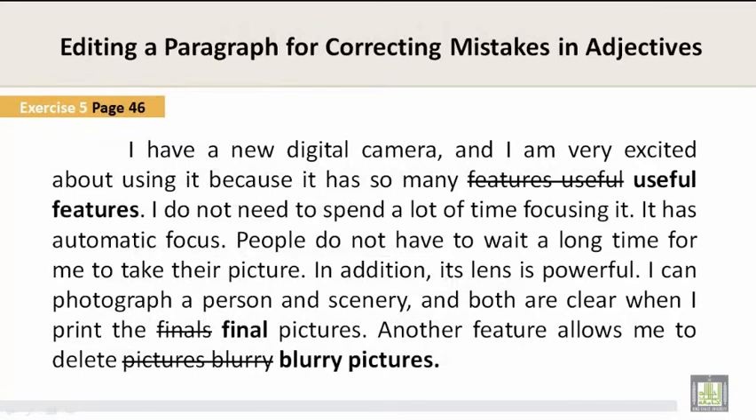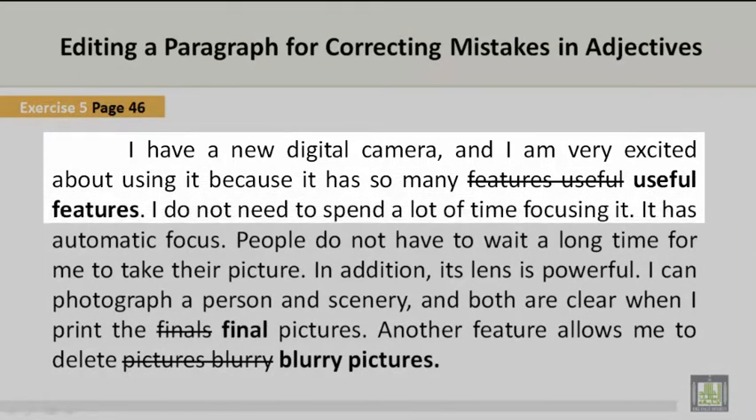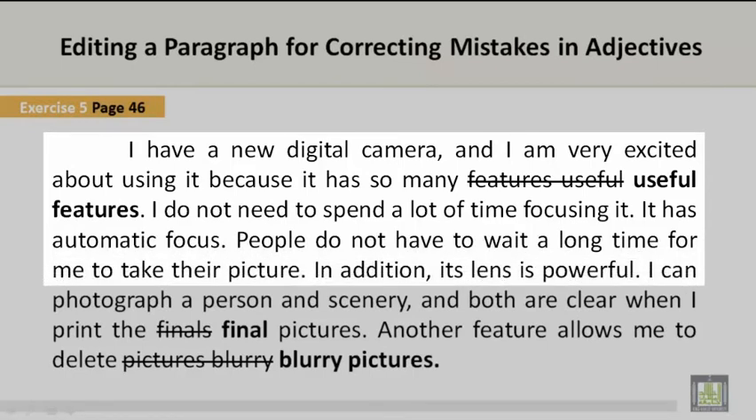Exercise 5, page 46, editing a paragraph for correcting mistakes in adjectives. Let's take a look. I have a new digital camera, and I am very excited about using it because it has so many features useful. That is incorrect. Let's continue with the correct version. Because it has so many useful features. I do not need to spend a lot of time focusing it. It has automatic focus. People do not have to wait a long time for me to take their picture.